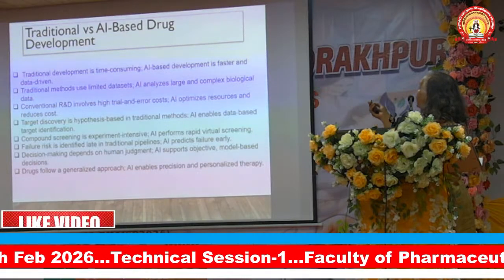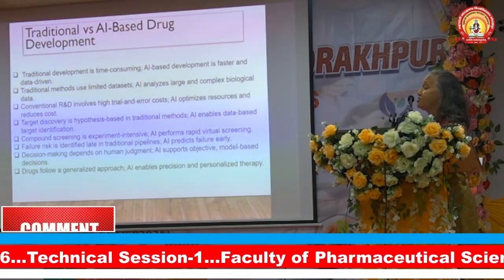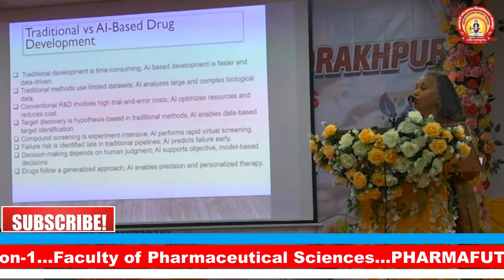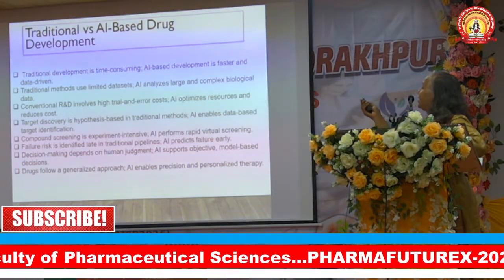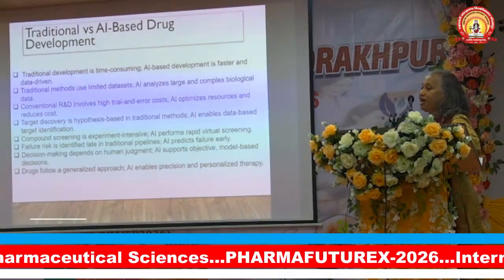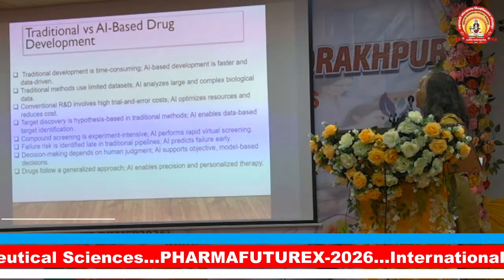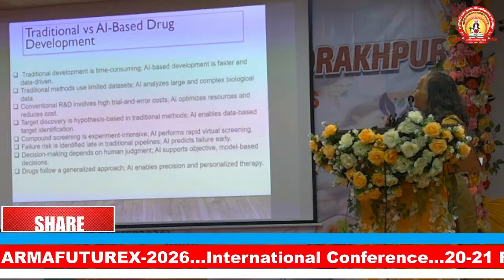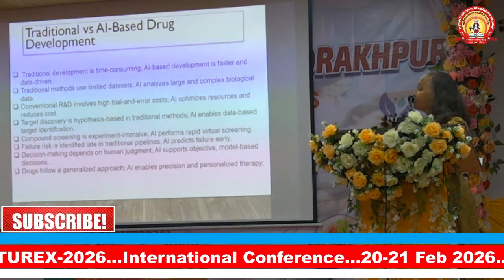So, traditional versus AI based. Why are we going for AI? Why are we going for the nano only? So the traditional development is time consuming, which I already explained to you. Then traditional methods use limited data sets. Then conventional R&D involves high trial and error costs.